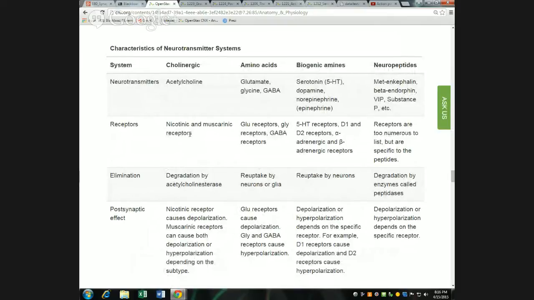These receptors are named because two different drugs can be used to activate them independently. Acetylcholine will activate both types of receptors, but nicotine will only activate the nicotinic receptors, and muscarine will only activate the muscarinic receptors. Muscarine does not activate nicotinic receptors. Nicotine does not activate muscarinic receptors. So there's two types of receptors that acetylcholine can bind to.